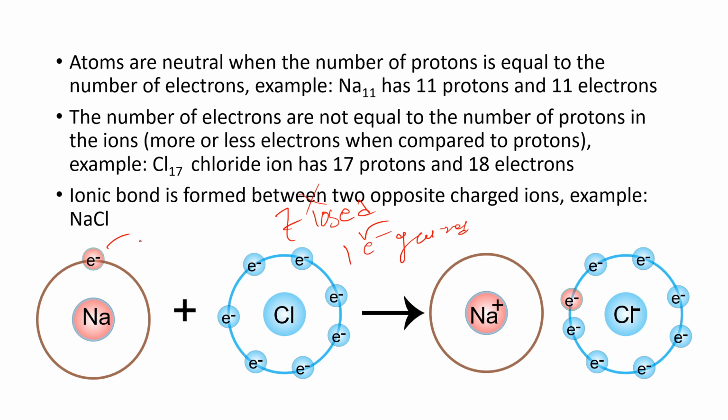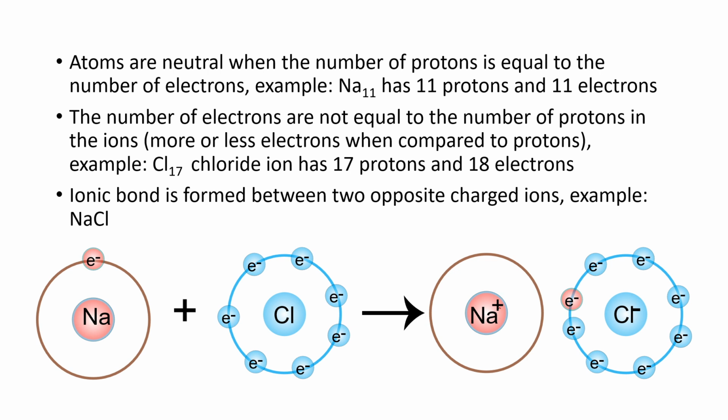Why? Because it has to lose 1 electron or gain 7 electrons. Which one is easier? Losing 1 electron is easier than gaining 7 electrons. So it is going to lose 1 electron, and this electron will go and bind over here. As a result, the sodium has donated 1 electron to the chlorine, and the chlorine accepts 1 electron from the sodium, leading to the formation of an ion. So that is nothing but Na plus. Why did the plus charge come?